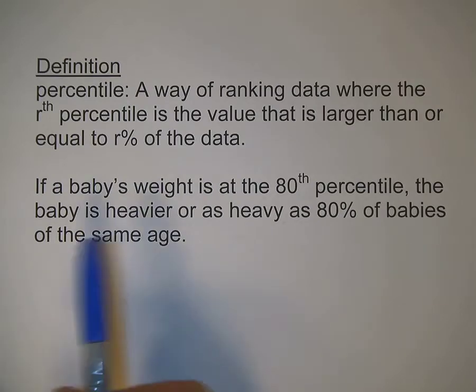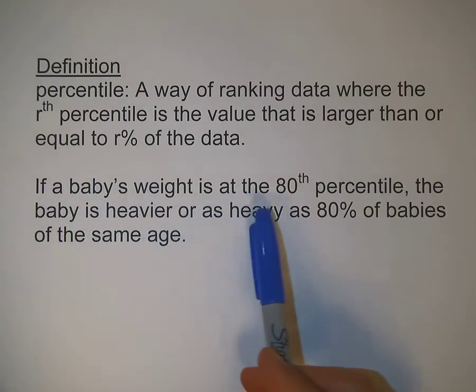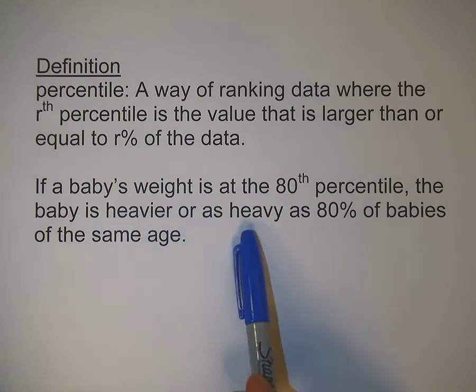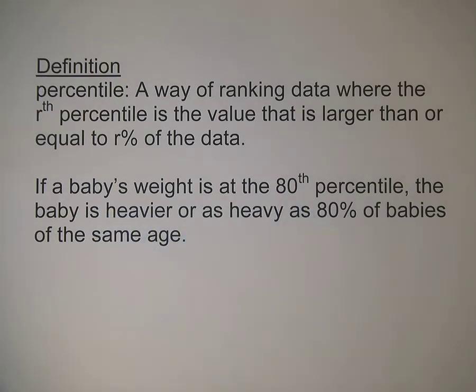Okay, so just a quick example. If a baby's weight is at the 80th percentile, the baby is heavier or as heavy as 80% of babies of the same age. A lot of times they also use percentiles on standardized tests. So if a student scored in the 90th percentile for the ACT, that means they did better on the ACT than 90% of the other ACT takers.